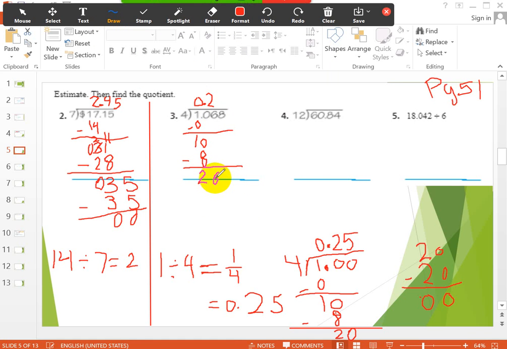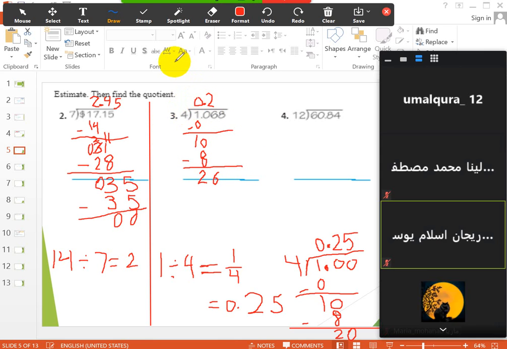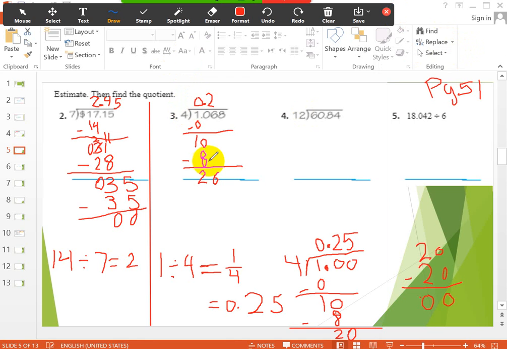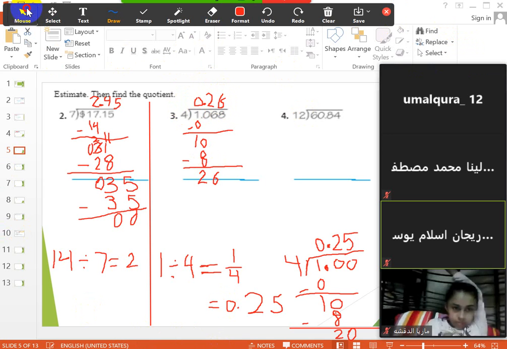26 divided by 4. What is the number that I will multiply with 4? It will give me the closest answer to 26. What is the number? Where are you, girls? What is the number that I will multiply with 4? Okay, Lara, you give me the final answer. But I want the number. The number is 6, right? Your answer is correct. The number is 6.